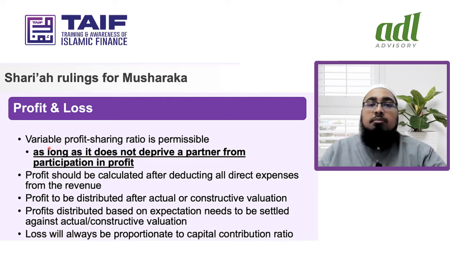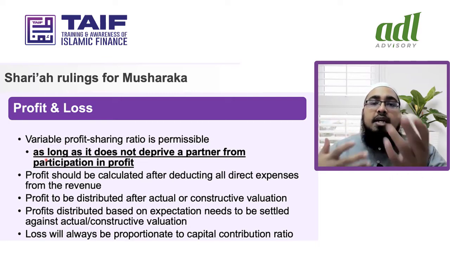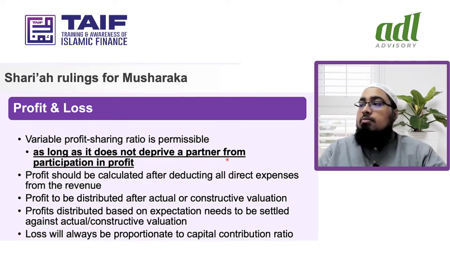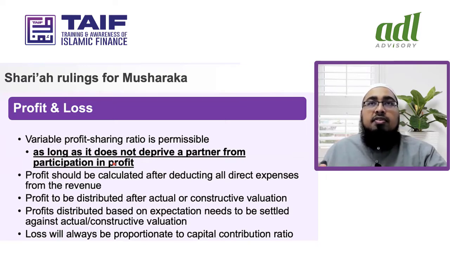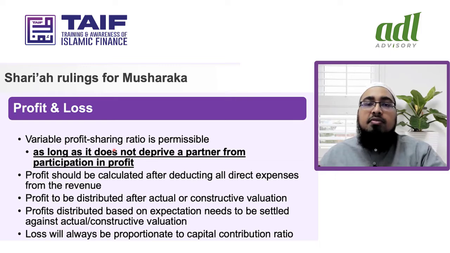In order to ensure that all the parties receive their share of profit, the main rationale we have to remember when it comes to profit sharing is that we may have any type of profit sharing mechanism as long as it does not deprive a partner from participation in profit. So think of all the different scenarios that may happen. If in any scenario it is possible that either of the parties will be fully deprived from profit, then consider this mechanism as invalid. If that's not the case, you can be as creative as you want. Some creativity could be, for example, having a variable profit sharing ratio. In year one, it's 50-50. In year two, it's 60-40. We can have that, no issue.